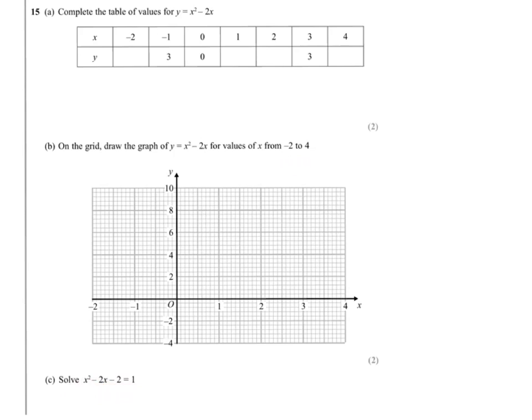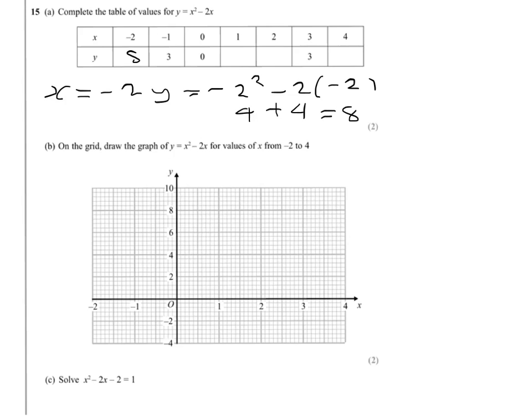So what we need to do here is to use our calculator perhaps, or maybe not, and put the values through the equation. So it's really substitution. In the first case, if x equals minus 2, then y is going to equal minus 2 squared minus 2 times minus 2. So that gives me 4, and 4 minus 2 times minus 2 gives me plus 4. And so my first value is 8. So we'll put that in there.